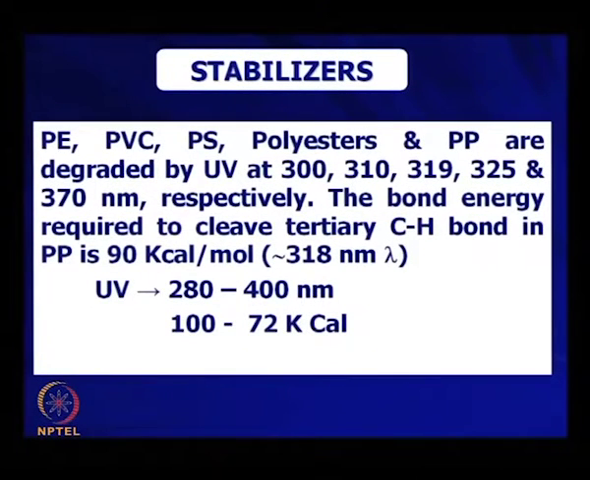Polyethylene, PVC, polystyrene, polyesters and polypropylene are degraded by UV, ultraviolet light, in the 300 to 370 nanometer range. PE degrades at around 300, PVC at 310, PS at 319, polyesters at 325 and polypropylene at 370 nanometer. So, you see polypropylene degrades at 370 nanometer. So, polypropylene products are not suitable for outdoor exposure.